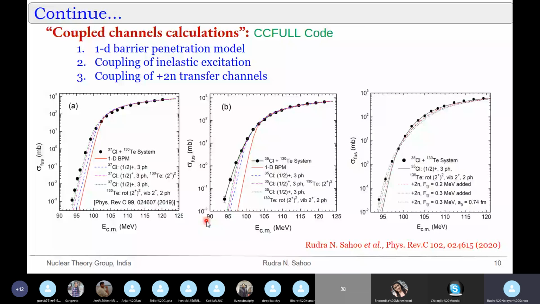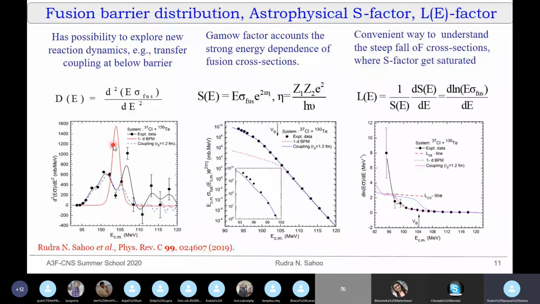Since in the 37 chlorine case we measured the fusion excitation function down to 1 microbarn cross section, we also did the barrier distribution calculation. You can see this is our one-dimensional barrier penetration model. This barrier is due to the one-dimensional barrier penetration model. And this is the experimental barrier distribution. And the barrier is here actually drastically changing. That's why cross sections are enhanced by orders of magnitude.